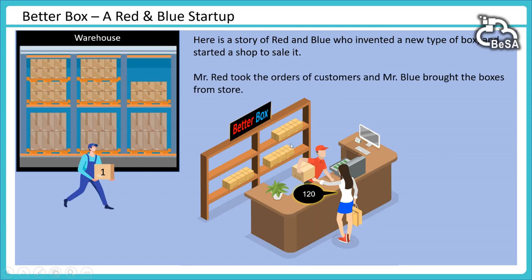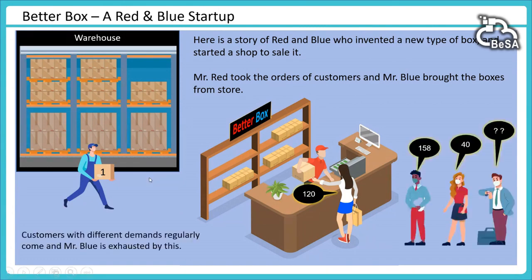Now Mr. Red is on the counter. He is taking the order. Blue is working in the warehouse, and Blue keeps on bringing up the package. So if a customer comes and says, "Hey, I need 120 packages," then this Blue person has to go 120 times to the warehouse and keep on bringing one box each time, and that is very, very complicated. Customers would come with different demands, and that would make the life of Mr. Blue hell. So we want a better approach for that.